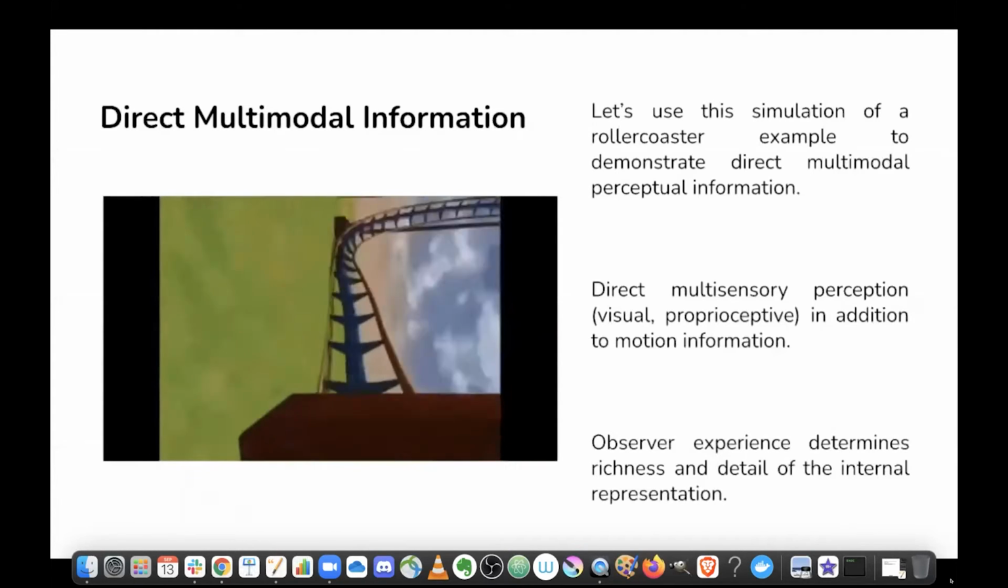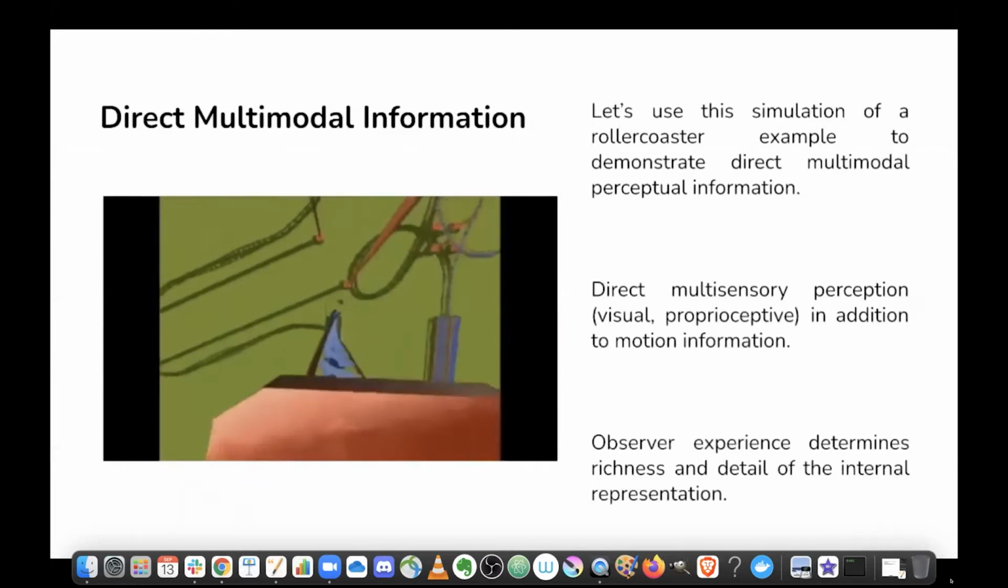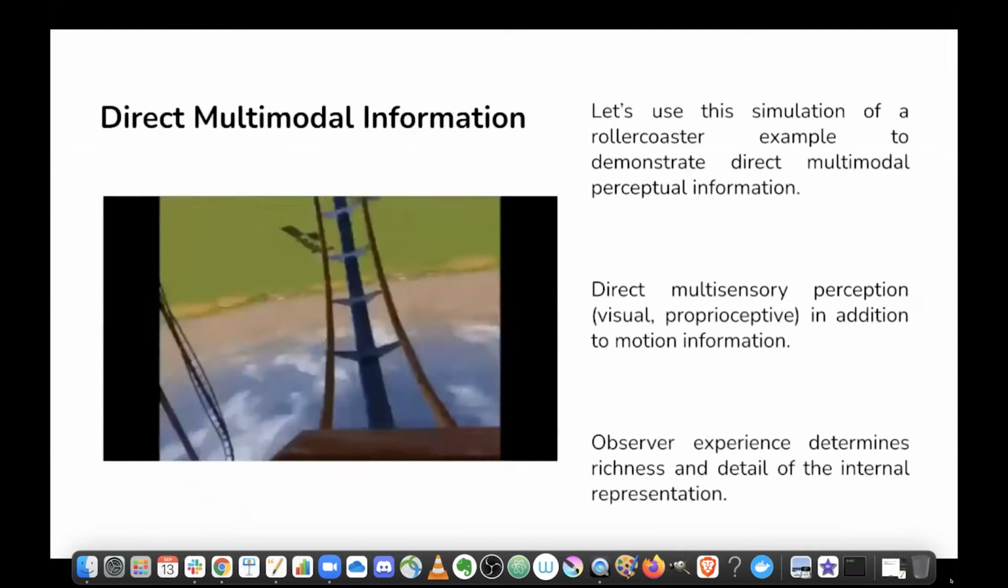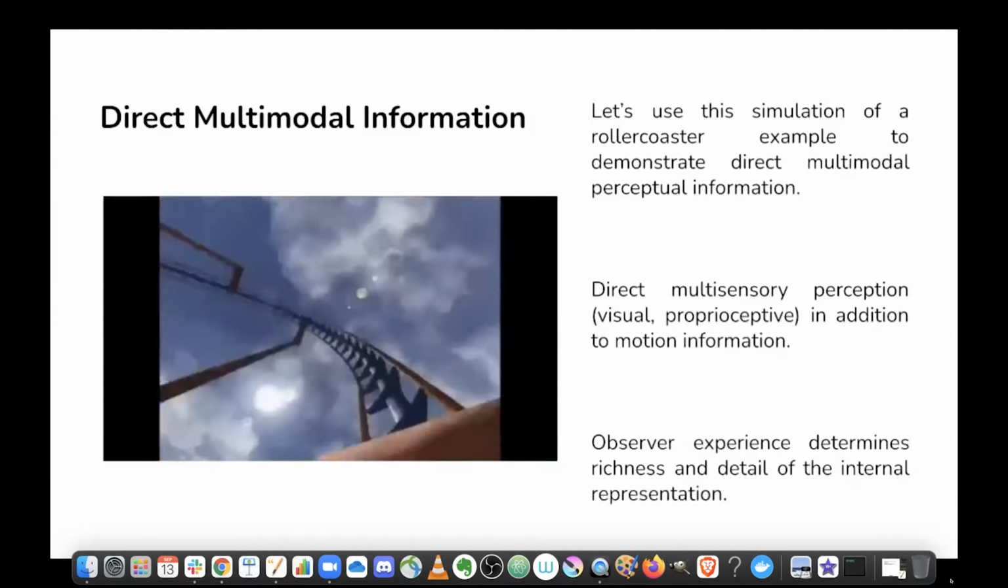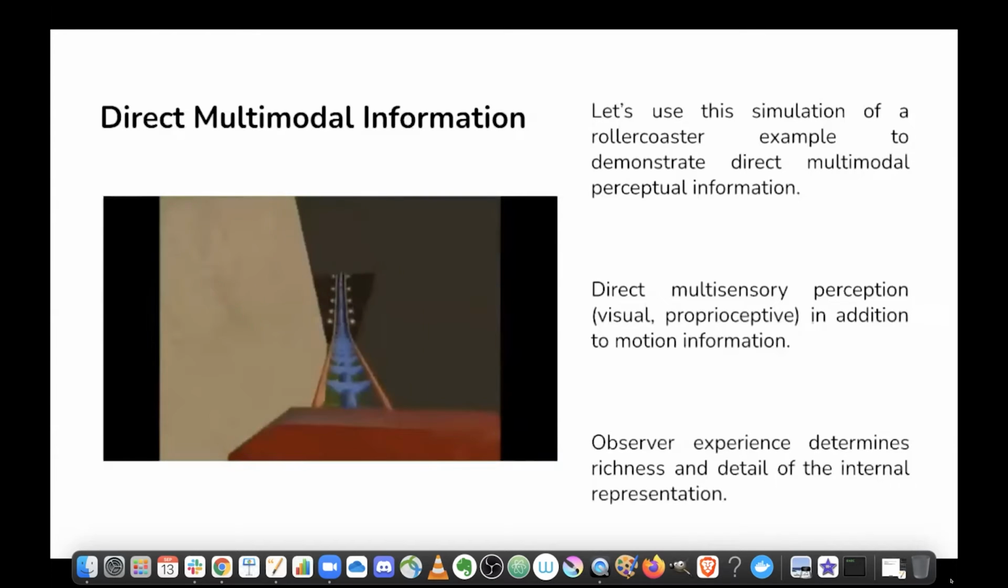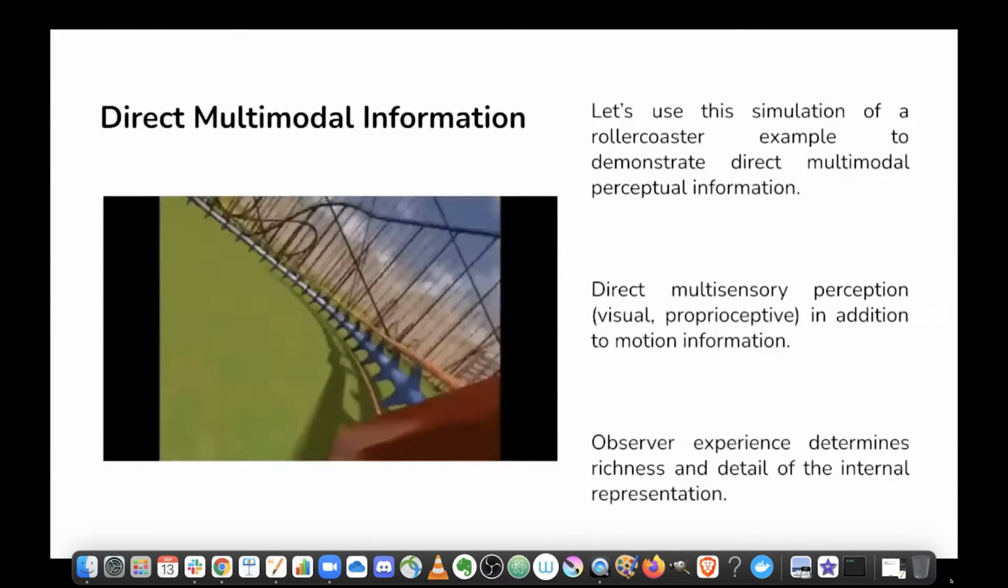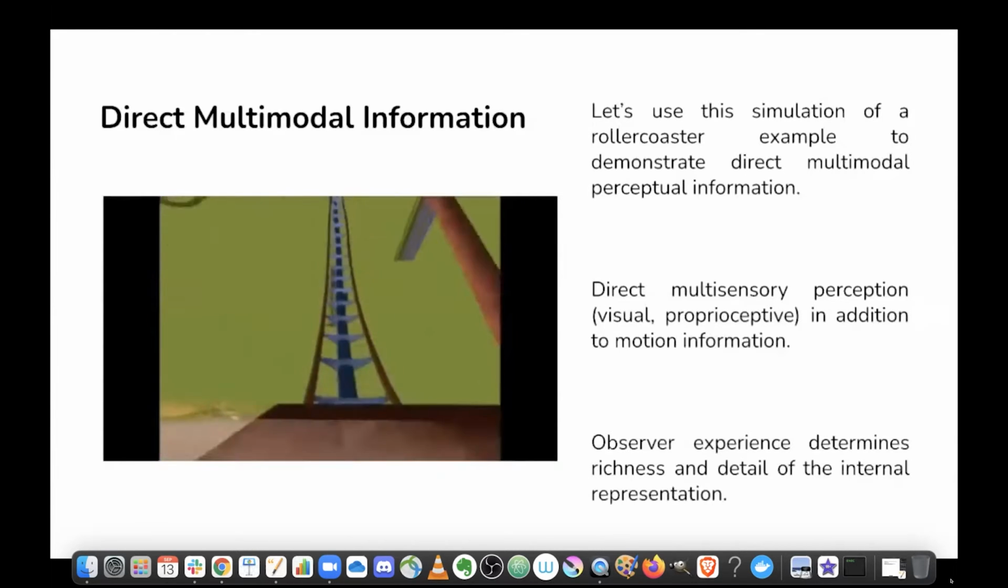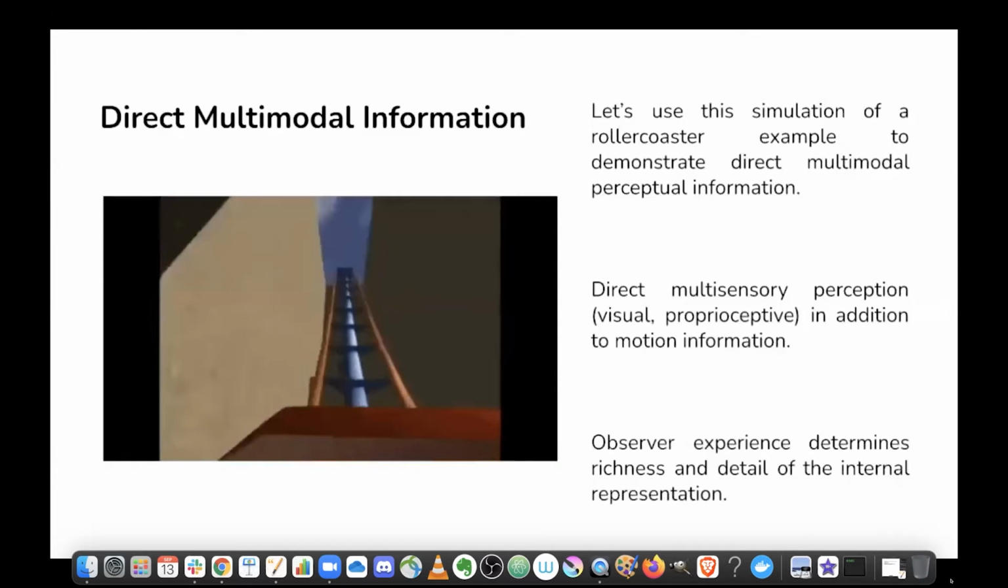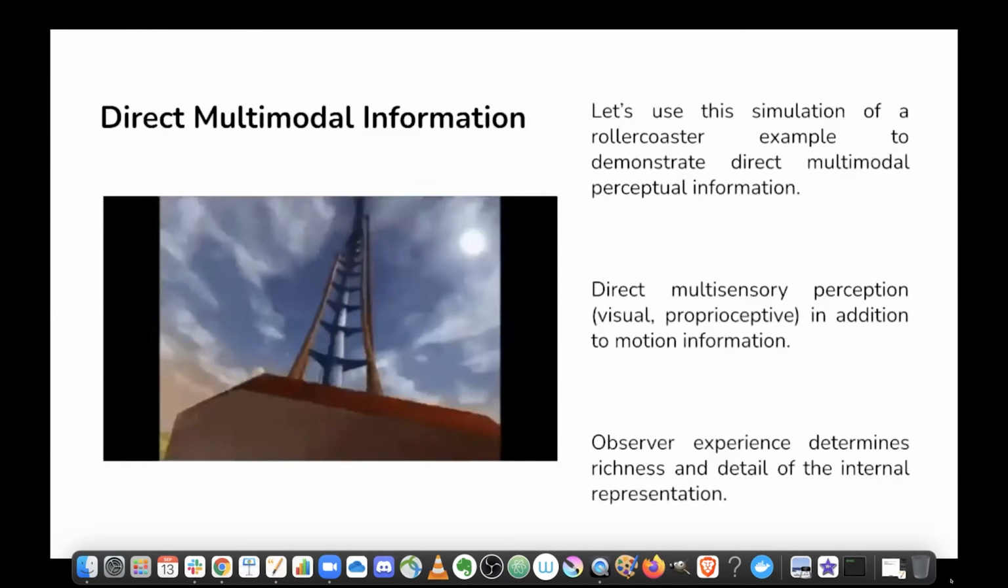So one important feature of stimuli is that there's direct multimodal information that's acquired as you're doing this direct perception. And so let's use the simulation of a roller coaster to demonstrate the direct multimodal perceptual information. In this case, we have a roller coaster simulation, and you're experiencing the visual flow of the simulation.